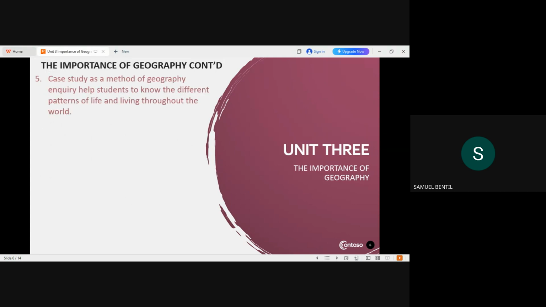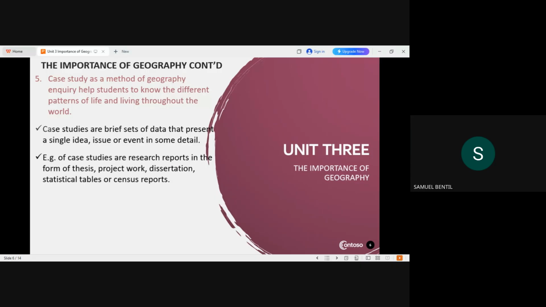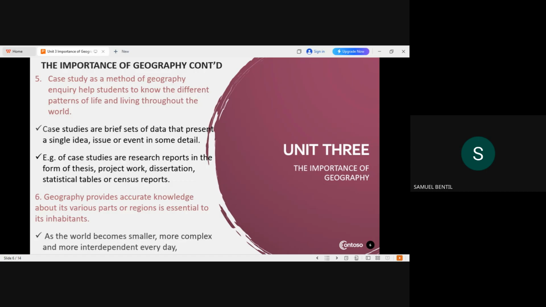Then we also have another method that we use in geography, the case study. This method of inquiry helps students to know the different patterns of life and living throughout the world. Case studies are a brief set of data that present a single idea or event in some detail. Examples are research reports, theses, project work, dissertations, statistical tables, and census reports that give you information about what is happening in an area.